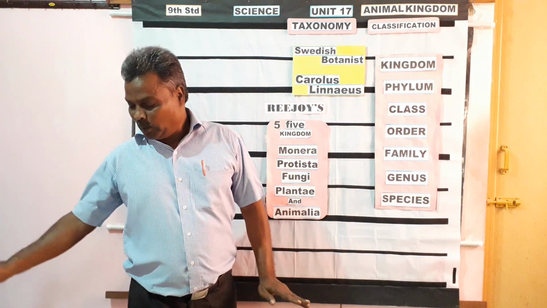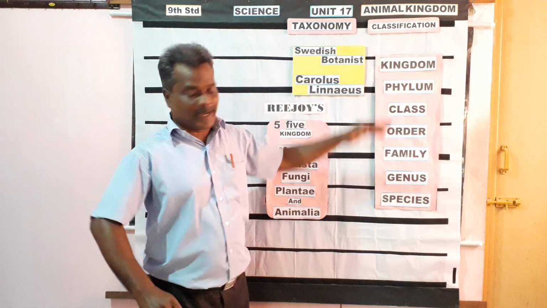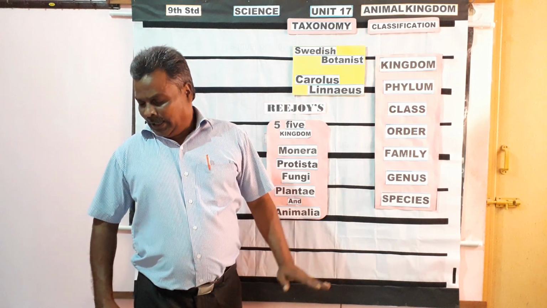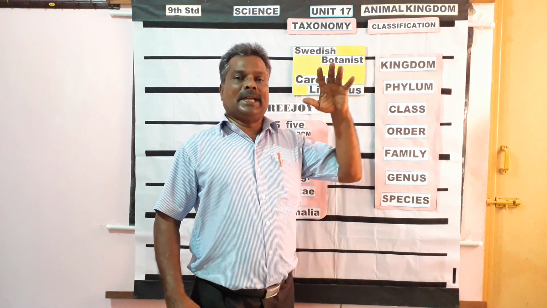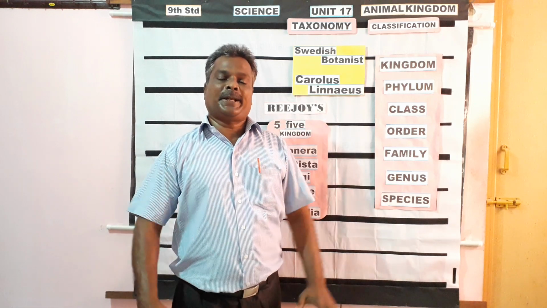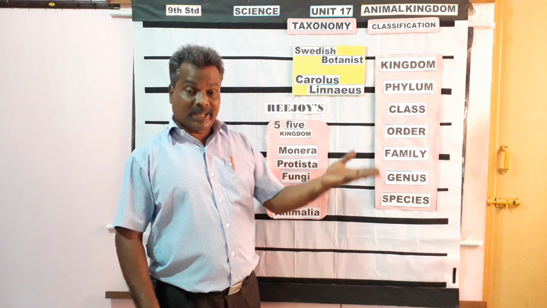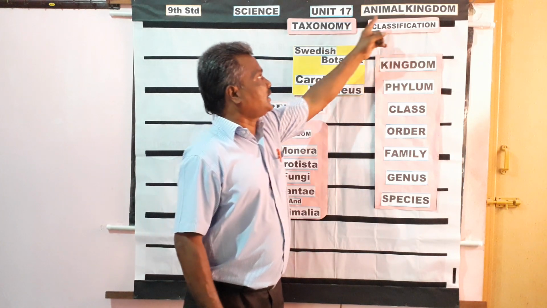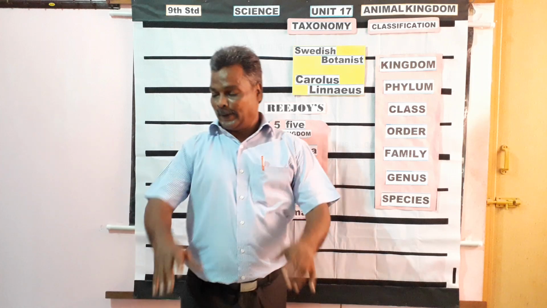Okay. Now let's move to kingdom. Kingdom is the highest category in the classification hierarchy. This kingdom basically depends upon common characters. They may have some fundamental characters, but fundamentally they are different from each other: microorganisms, plants, and animals. Our lesson, animal kingdom, comes under the animal kingdom.